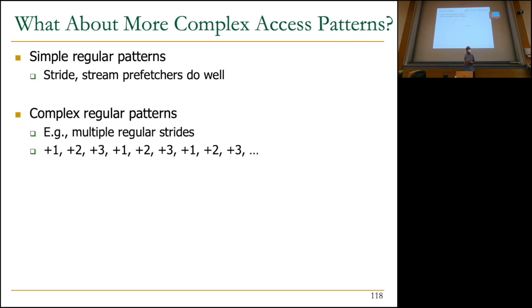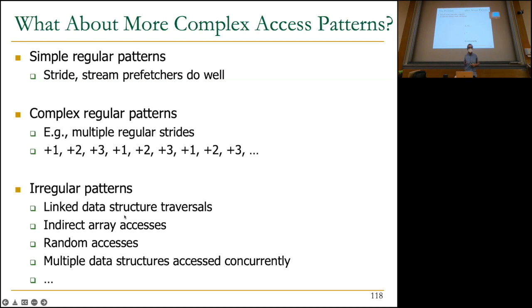You're always accessing some part of your data structure in a regular fashion, or you're jumping through the data structures in a more regular fashion. And this happens in real programs a lot. I mean, not just 1, 2, 3, but different ways. I'll show you an example in a little bit in terms of the correlation. But clearly, this is a pattern that you can detect and you can prefetch for. But it's not as simple as just looking at the last access. And there are even more irregular patterns like linked data structure traversals, like we discussed, indirect accesses, totally random accesses, multiple data structures accessed concurrently.